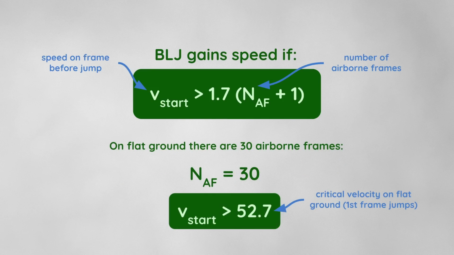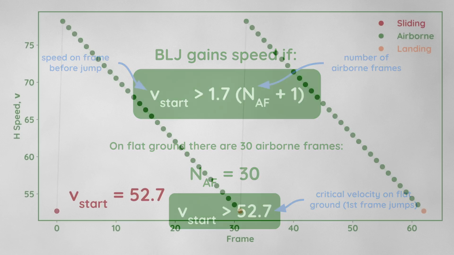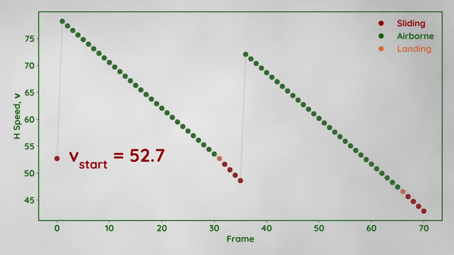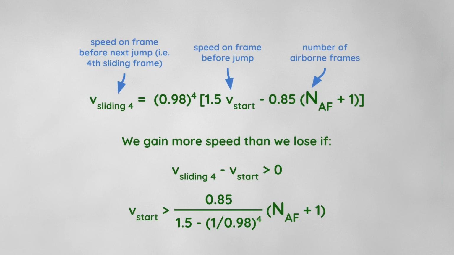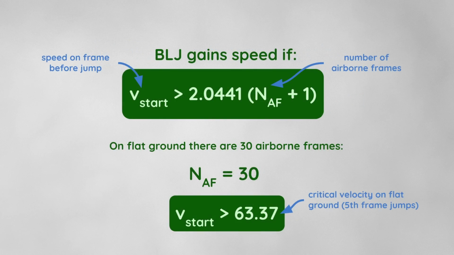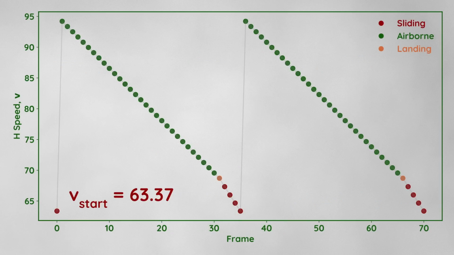On flat ground there are 30 airborne frames, so we find that our critical velocity on flat ground is 52.7. As shown here, if we start with 52.7 speed, we land again with exactly the same speed. However, we can only gain speed here if we jump on the first frame. Here I'm showing what happens if we get a 5th frame jump instead. To guarantee speed gain even on 5th frame jumps, we need a bit more speed to start with. After modifying our formula to account for these 4 extra sliding frames, we get this new condition, and a critical velocity of 63.37. Now we can gain speed even if we get 5th frame jumps every time.